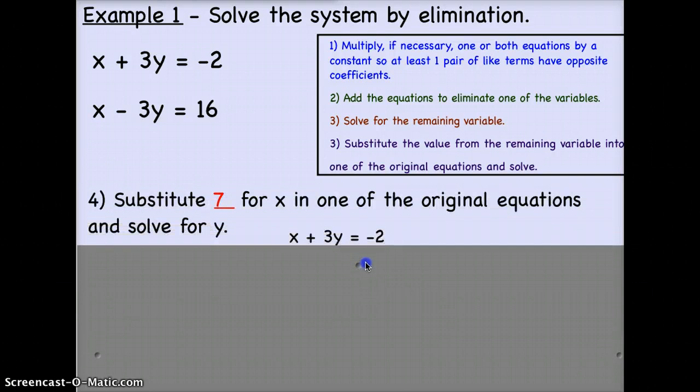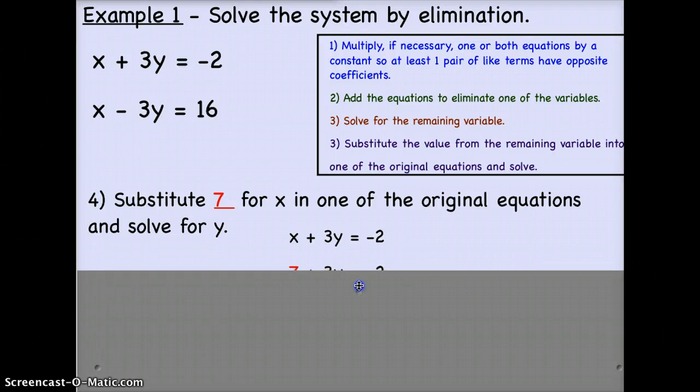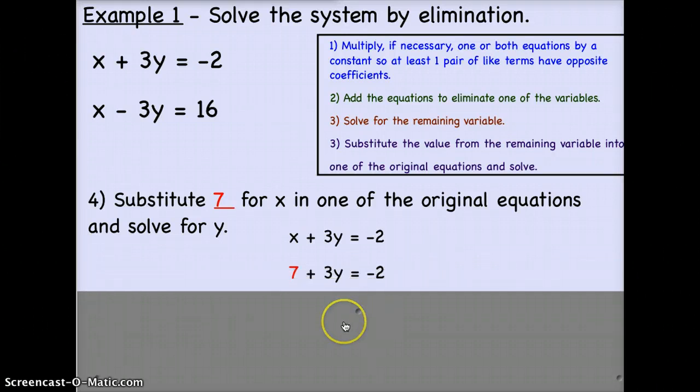Okay, so here's step 4. Substitute 7 for x in one of the original equations and solve for y. Remember, it doesn't matter which equation you plug in for, you should get the same answer. So I chose to plug 7 into the equation x plus 3y equals negative 2. So 7 is our x value, so when we plug that in, we will get 7 plus 3y equals negative 2. Now we need to solve for y.